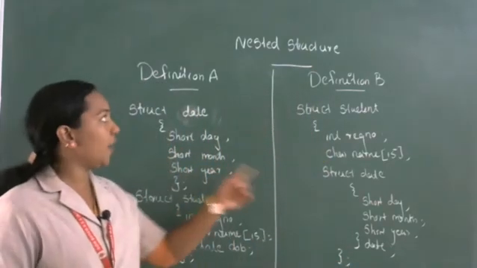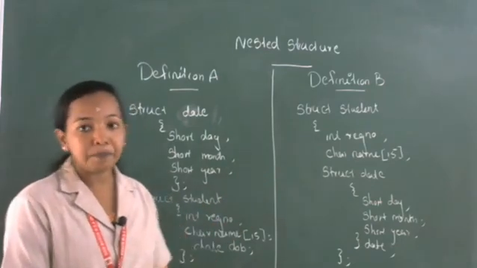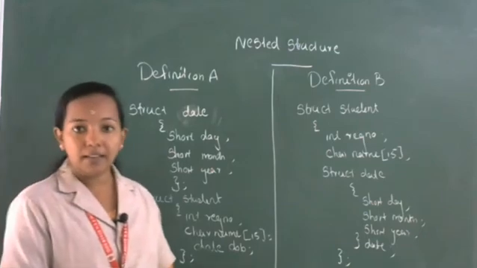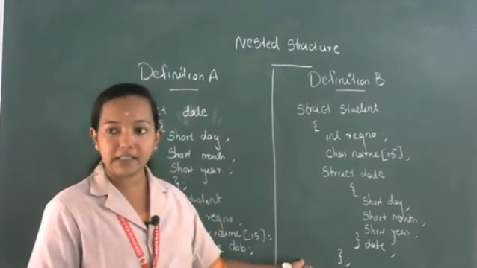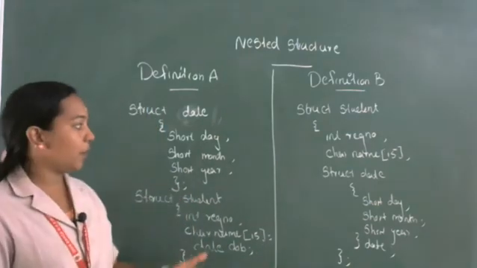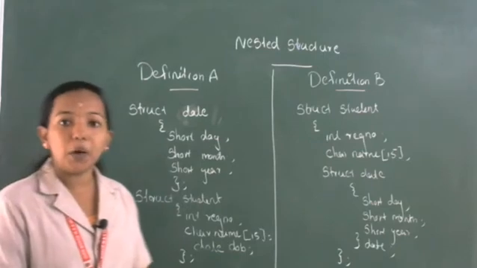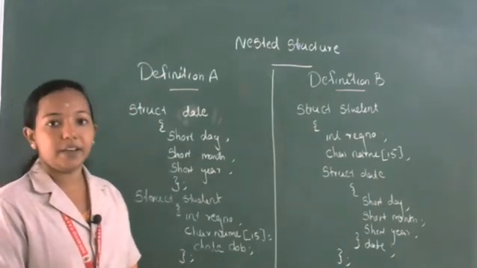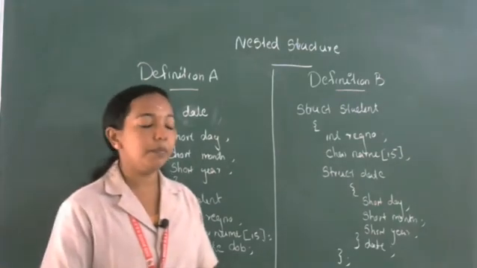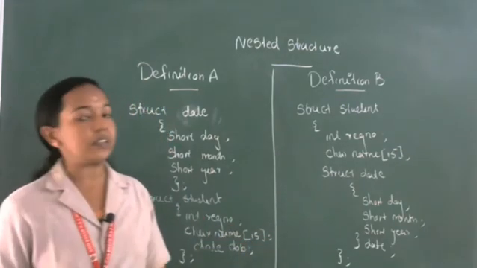So these are the two definitions for nested structure, definition A and definition B. Any one we can use. I think the most suitable method is definition B, because in all our programs we are using the second definition. So it's very, very important: nested structure along with definition A and definition B. It's a sure question for your board examination. Any one question will come.